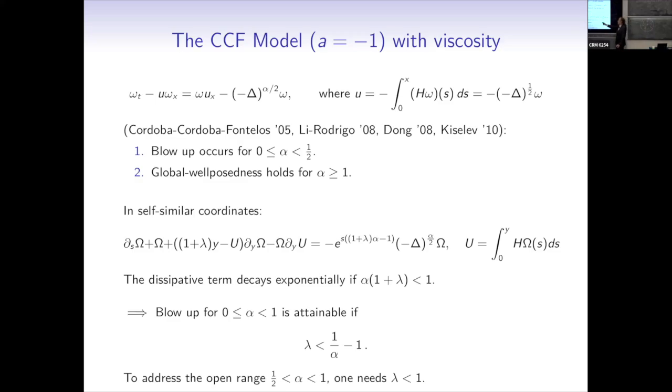Let's go to self-similar coordinates again. Remember that all we are aiming is to prove a picture of this plane. So if we do that, we get the same thing as before. And then here we have this extra term coming from the diffusion. Now, if I look at it as a function of S, there are two different behaviors here, depending on whether the exponent that multiplies the S is positive or negative. So if it is positive, then it's bad.